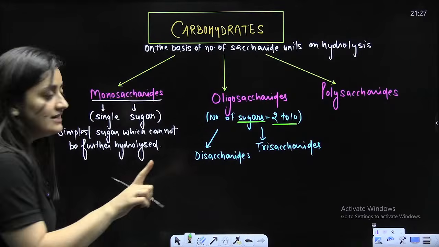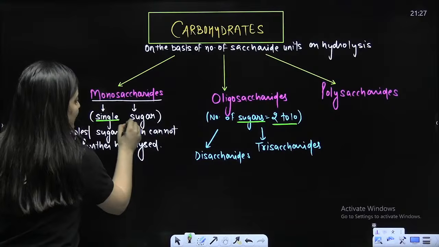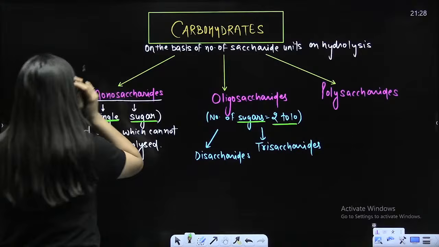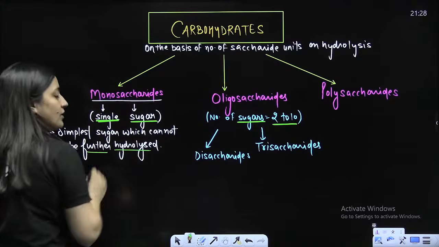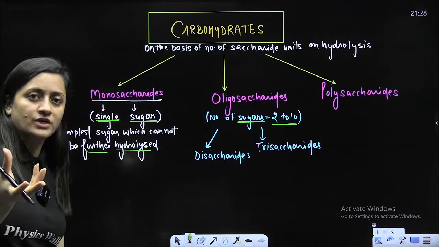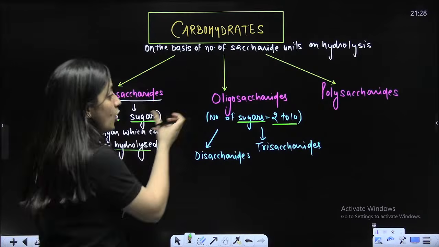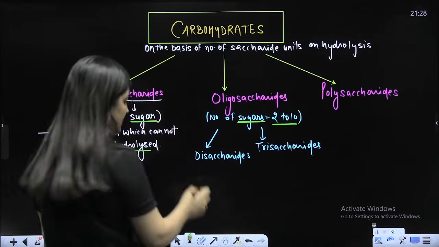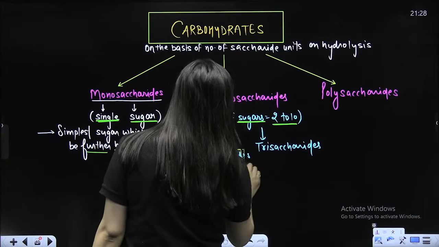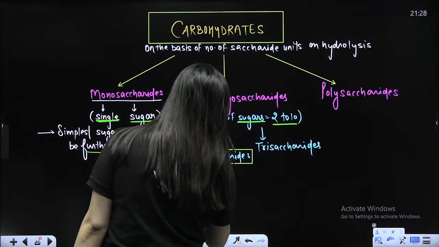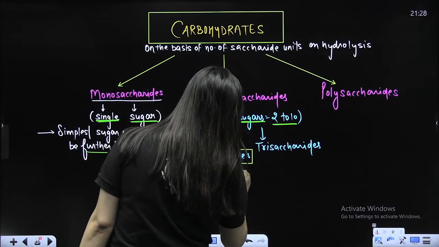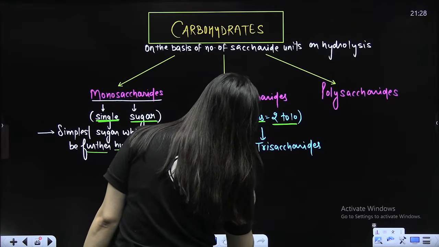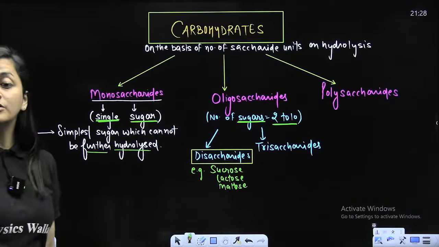In monosaccharides, it is only one, only the single sugar. It is the simplest sugar which cannot be further hydrolyzed. Just glucose, C6H12O6, that's a monosaccharide. Now in the oligosaccharide, the number of sugars can be 2 to 10. If 2 sugars are there, you will call it a disaccharide. Di means 2. For example, you will discuss sucrose, lactose, and maltose here. A trisaccharide will have 3 sugars.